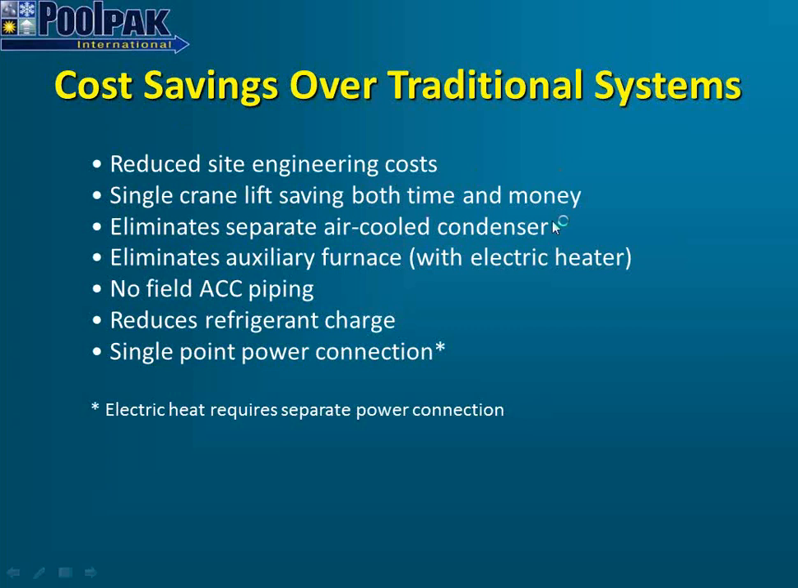You eliminate the remote air-cooled condenser. You don't need the auxiliary furnace. We can build it in. There's no piping. It reduces refrigerant charge because you don't have the piping going in between the unit and the air-cooled condenser. And finally, single-point power connection. And again, as noted here, electric heat requires a separate connection.